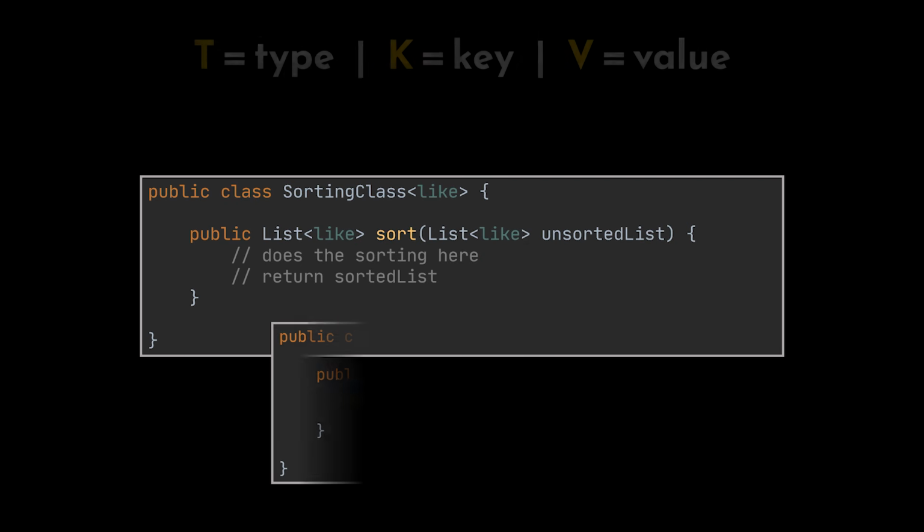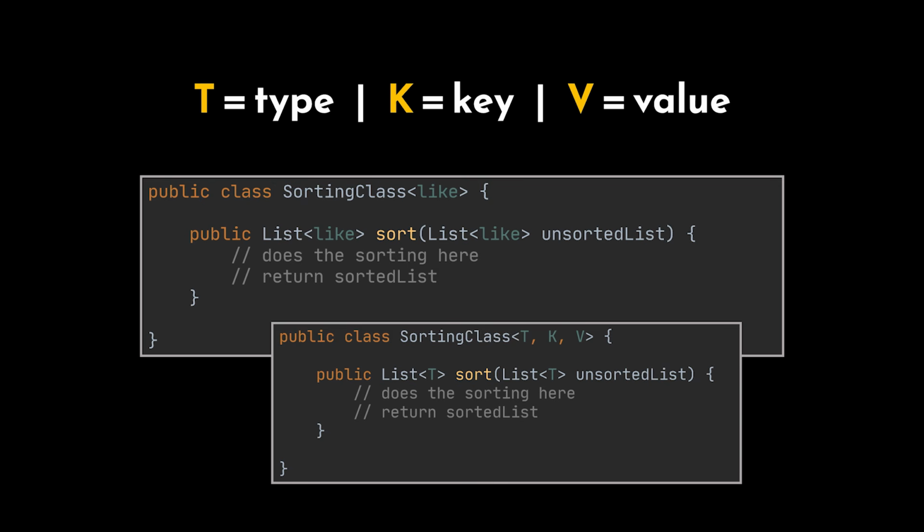And while T is the convention for type, we'll often see K for key and V for value when dealing with maps or key-value pairs. We can also use multiple type parameters if needed.